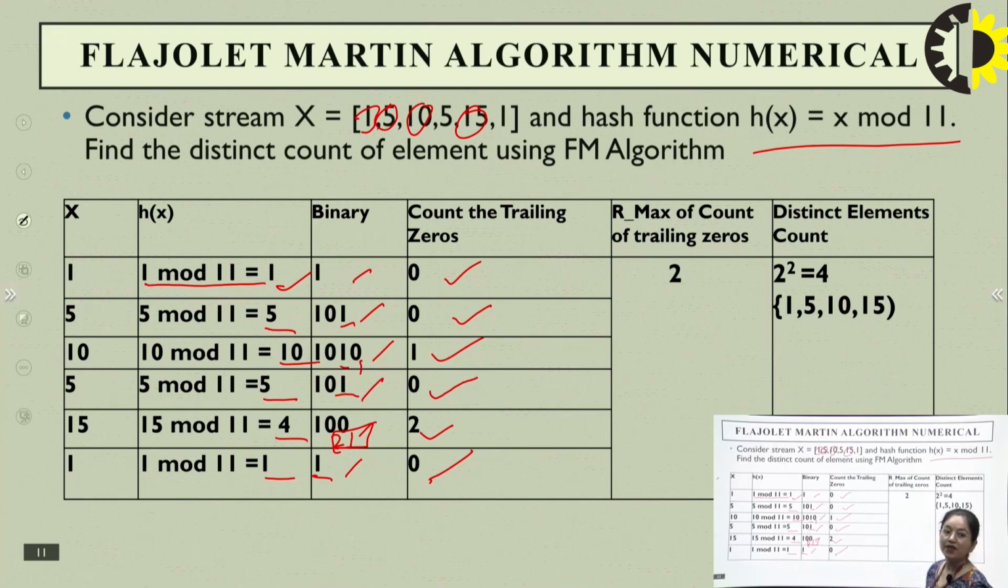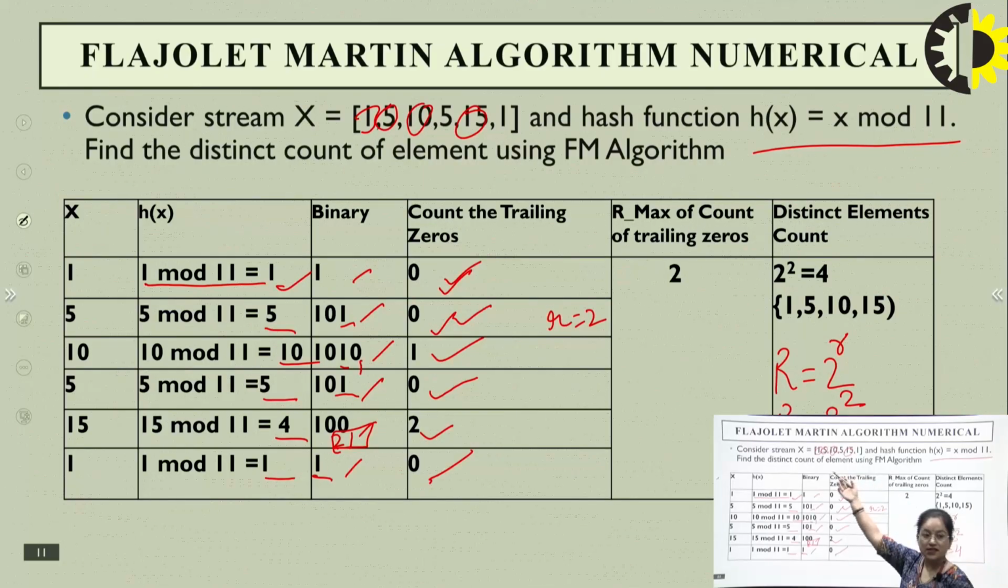I hope you understood. Now we will find out the maximum value. As we can see, we have 3 values 0, 1 and 2. The maximum value is 2. So small r is 2. Now we will find out the distinct count, which will be capital R equals 2 to the power r. And here again R equals 2 to the power 2, it will be R equals 4. So how many distinct elements are we having? These are 4. We can go back and we can see 1, 5, 10 and 15. Okay, so these are the 4 distinct elements.